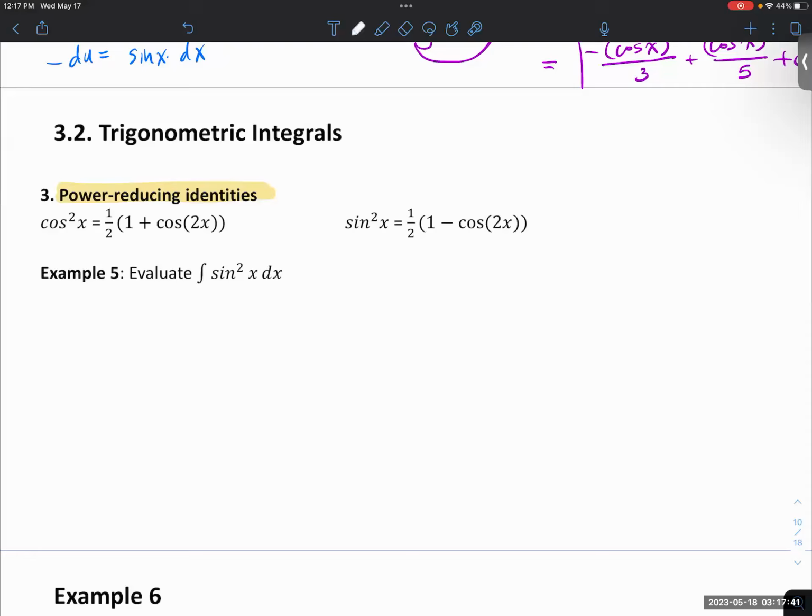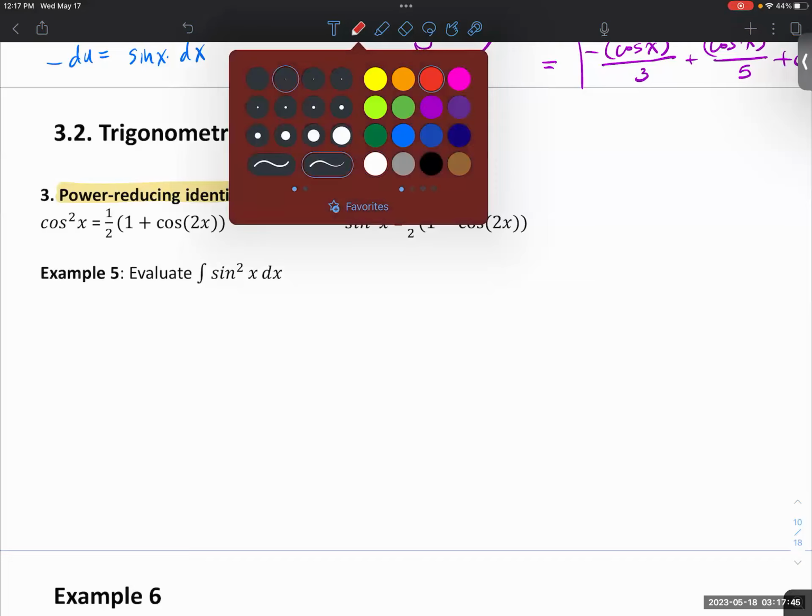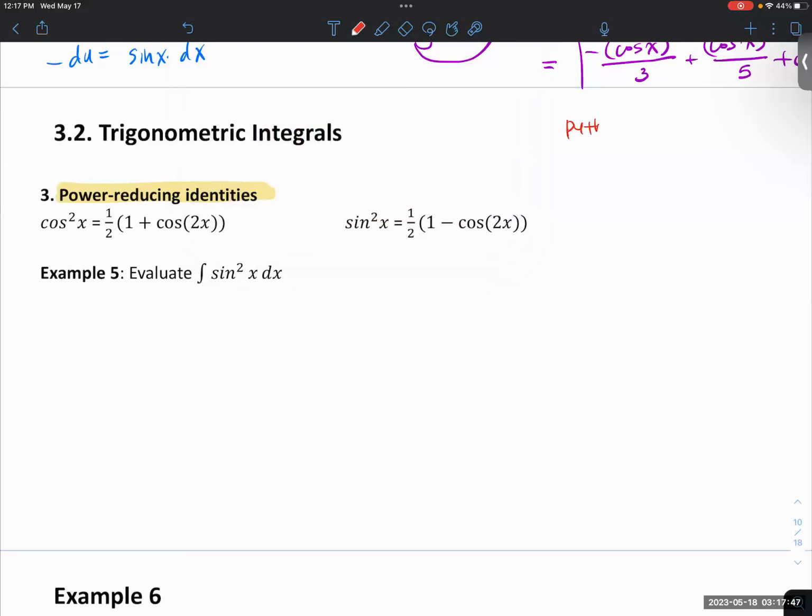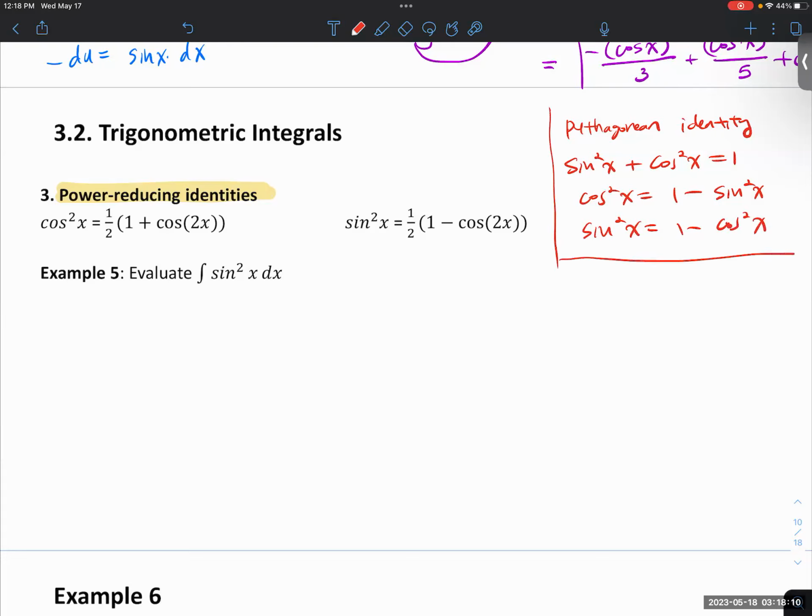So we already know, according to the Pythagorean identity, let me write it. The Pythagorean identity says sine squared x plus cosine squared x equals 1. So cosine squared x is the same as 1 minus sine squared x, or sine squared x is 1 minus cosine squared x. We already know the Pythagorean identity.